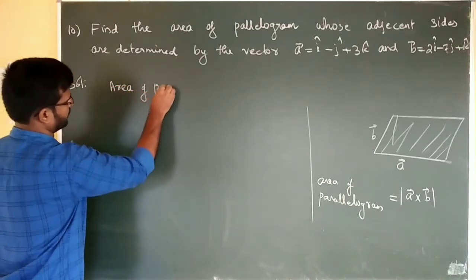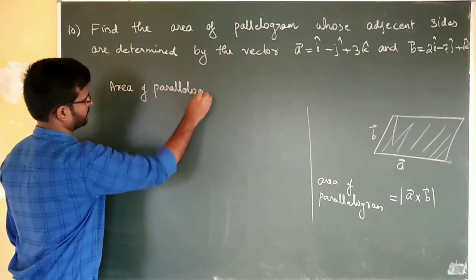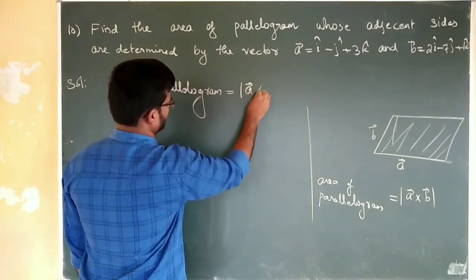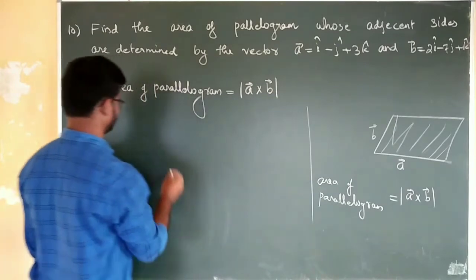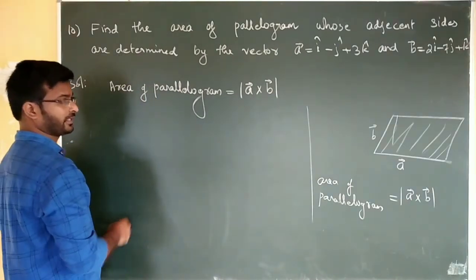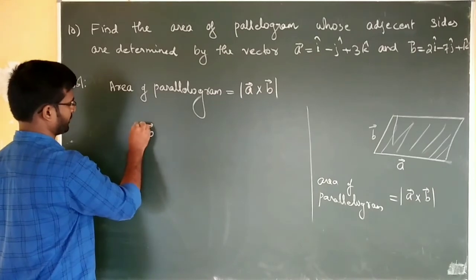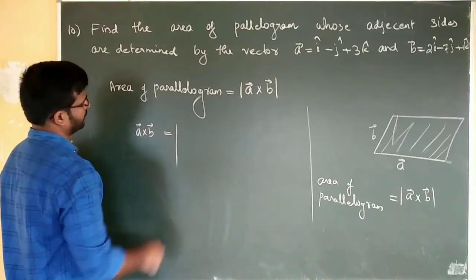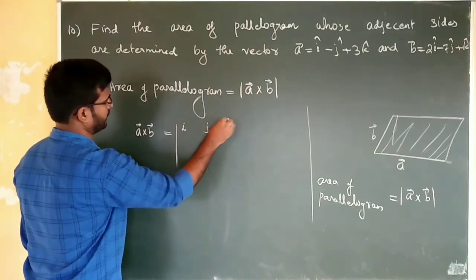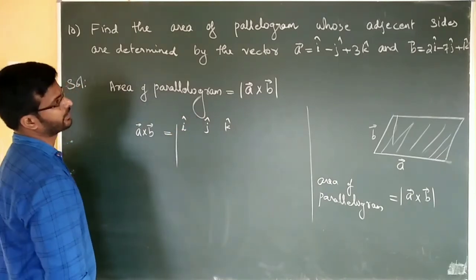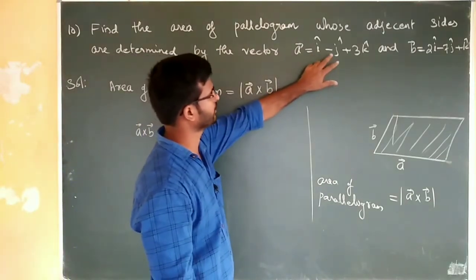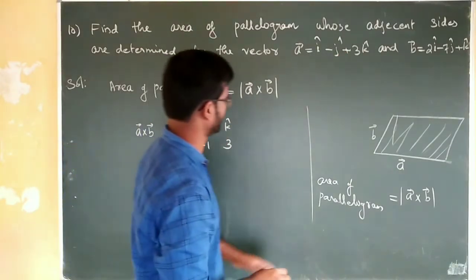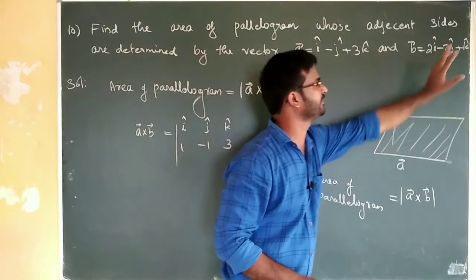Area of parallelogram equals modulus of A vector cross B vector. Now we can find A cross B first, and after that we can take the modulus. We can use the i, j, k determinant method. The scalar components of A vector are 1, minus 1, 3, and the scalar components of B vector are 2, minus 7, 1.